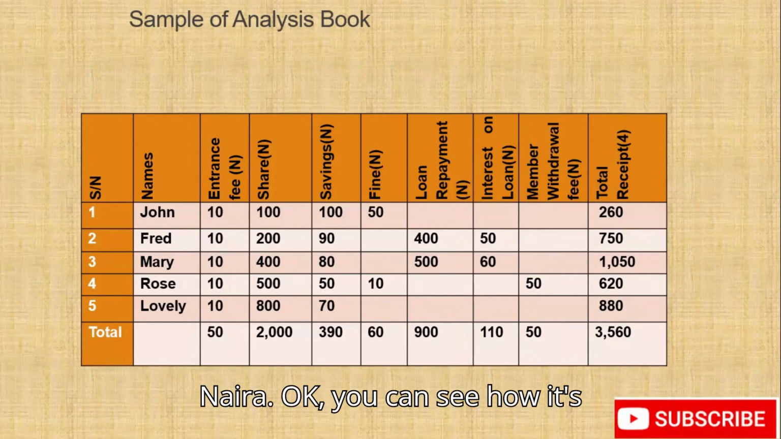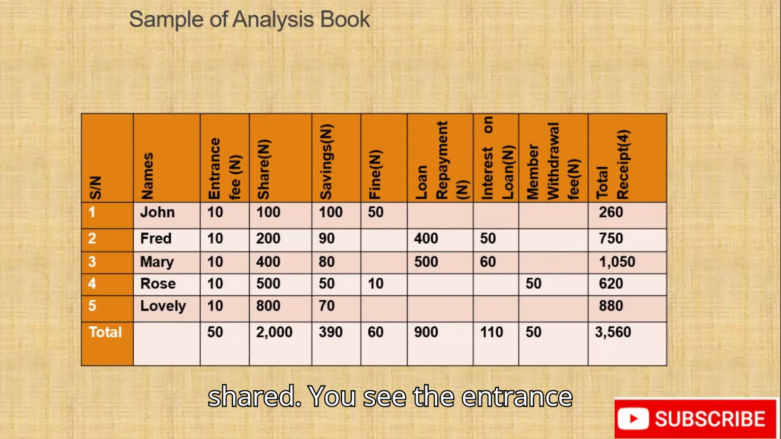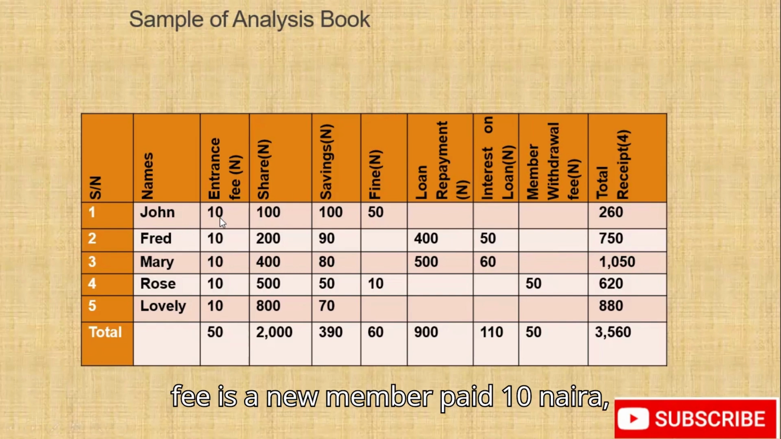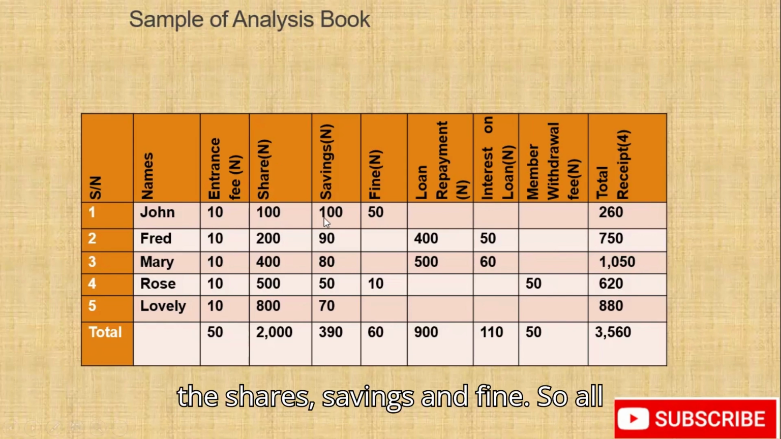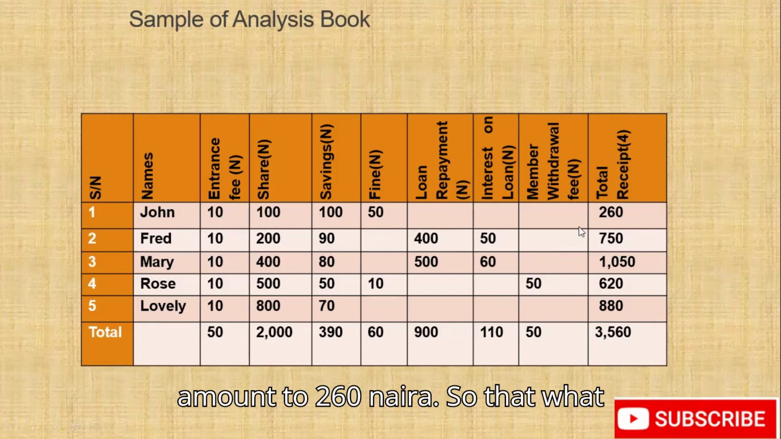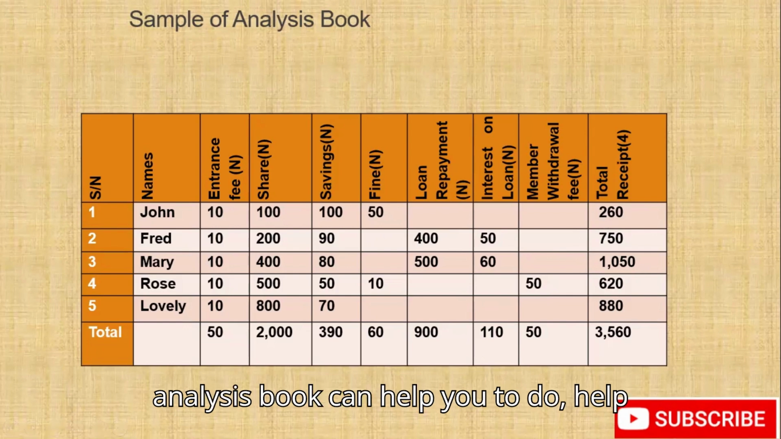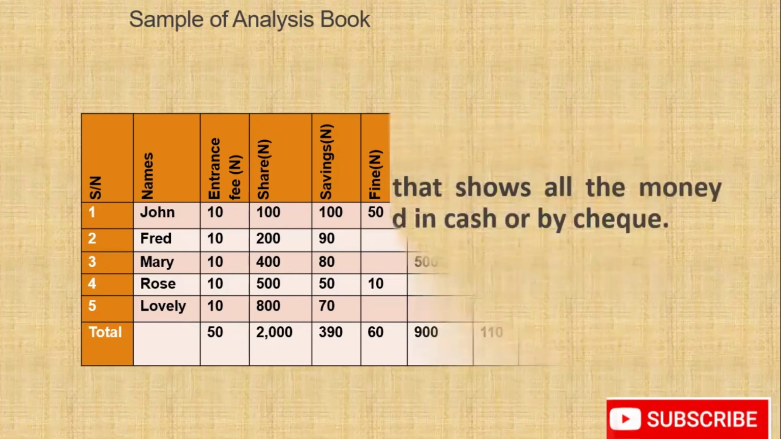For example, Mr. John paid 260 naira. You can see how it's shared. You see the entrance fee: this is a new member, he paid 10 naira. Then shares, service, and fine. So all amount to 260 naira. So that's what the analysis book can help you to do, to analyze all the payments.